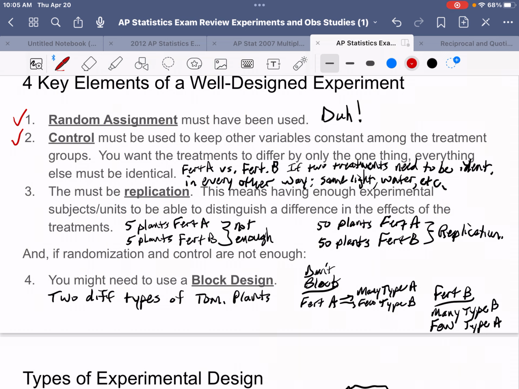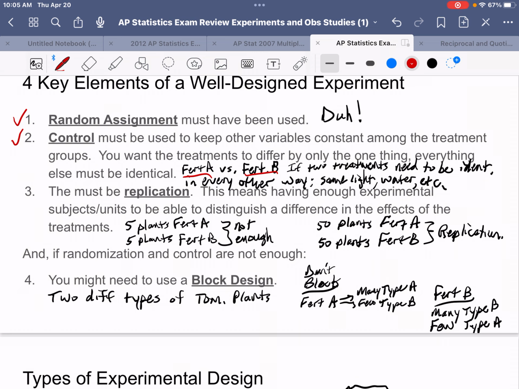So like if you were doing a tomato plant experiment where you were trying to see if fertilizer A or fertilizer B was better in producing more tomatoes, then if you need those two treatments to be identical in every other way, then you better give them the same light, the same water, the same air, the same containers, the same everything. In other words, you want those two groups to differ in one way, which fertilizer it got. As a matter of fact, you better control how much fertilizer. You better give an identical amount of fertilizer A to its group as you did to fertilizer B.